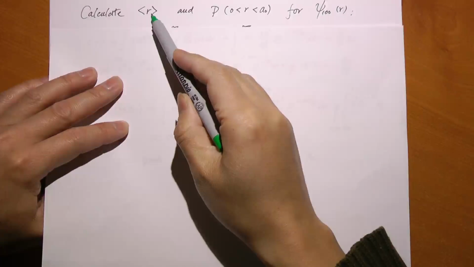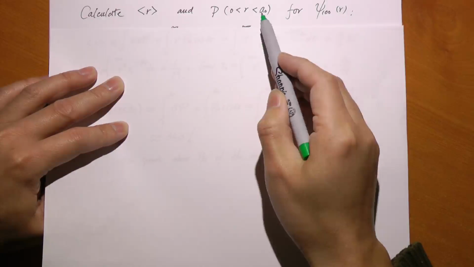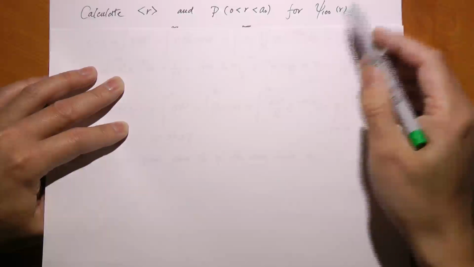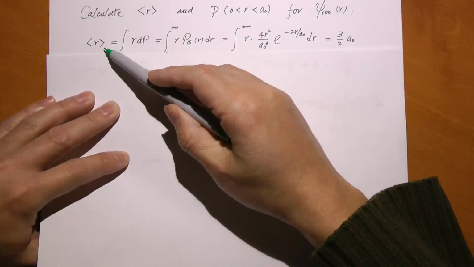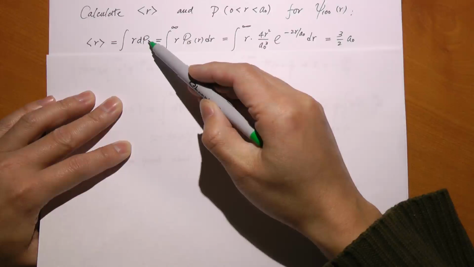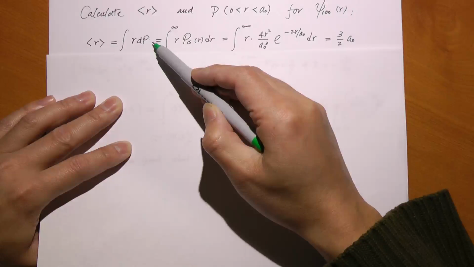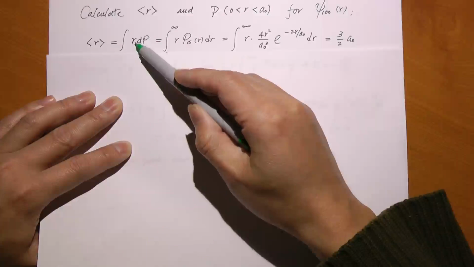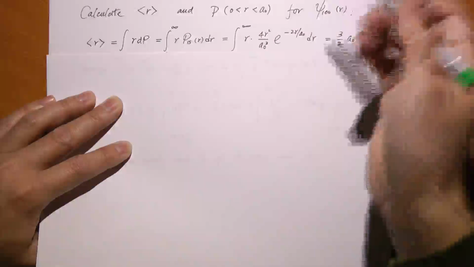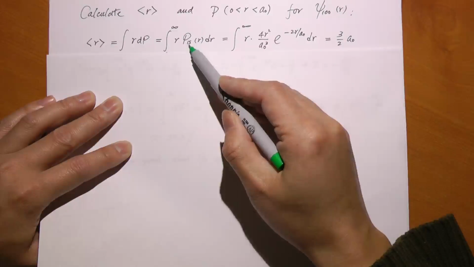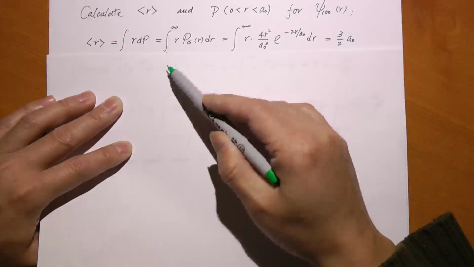So I now set out to calculate the mean value of r in the 1s state and the chance P of finding the particle between 0 and the first Bohr radius for this ground state, psi 100 or 1s state. This is how I find the mean value of r. It is r times dP. What's dP? dP is the chance of this particle to be found between r and r plus dr. So basically this is the weighted average of r. The weight is dP. And we have to sum over all the possible values of r, and then you get your answer. It's basically r times P1s dr. That's the definition of P1s. P1s is defined as dP over dr, as we saw before.